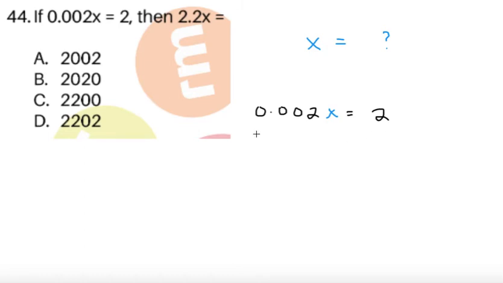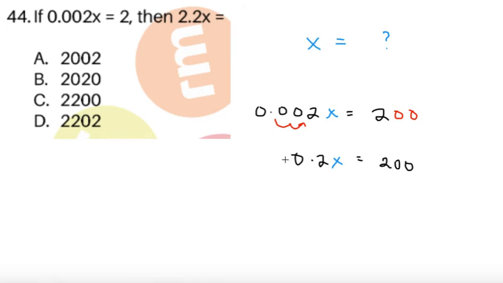Now, note how I can multiply both sides by 100 first. So I'll move the decimal place to the right 2 spaces since I'm multiplying by 100. And for this part, I'm just going to annex 2 zeros. So I'm just going to concatenate or add 2 zeros at the end. And this becomes 0.2x equals 200 after multiplying both sides by 100.